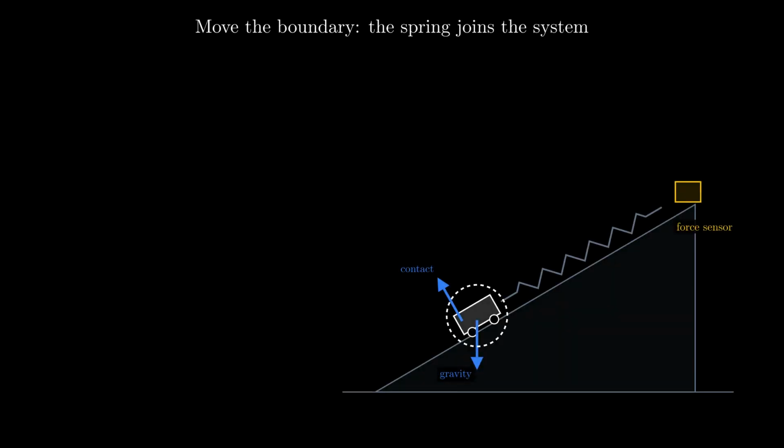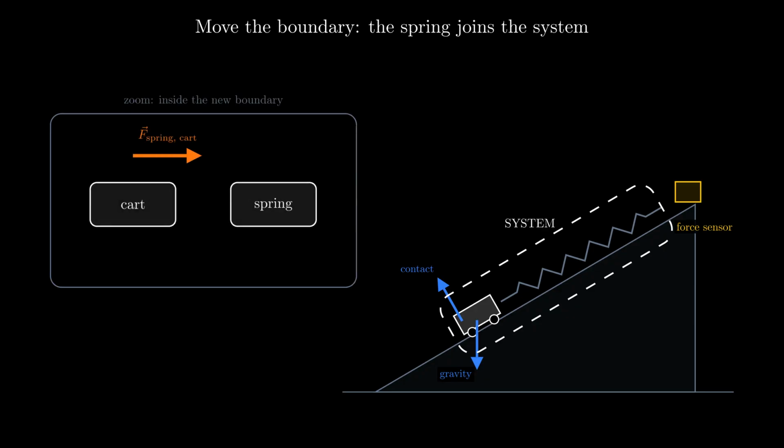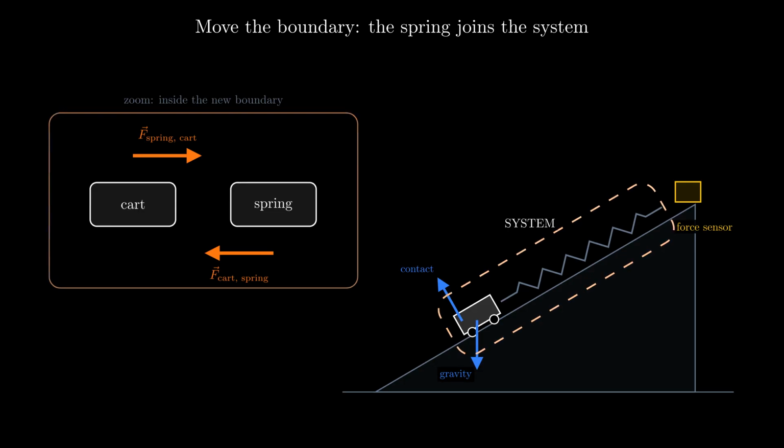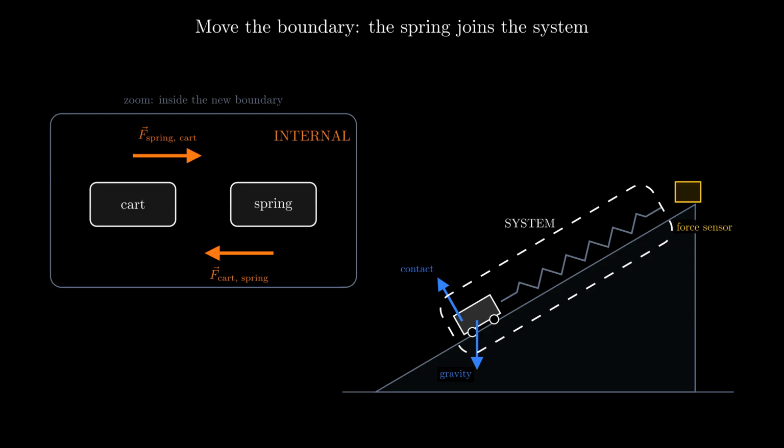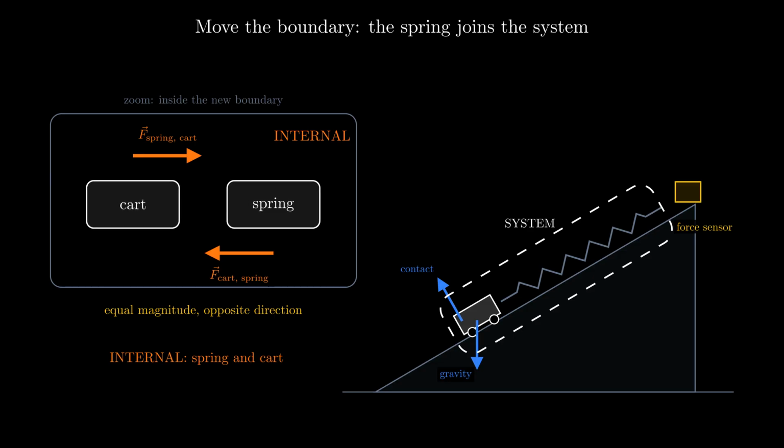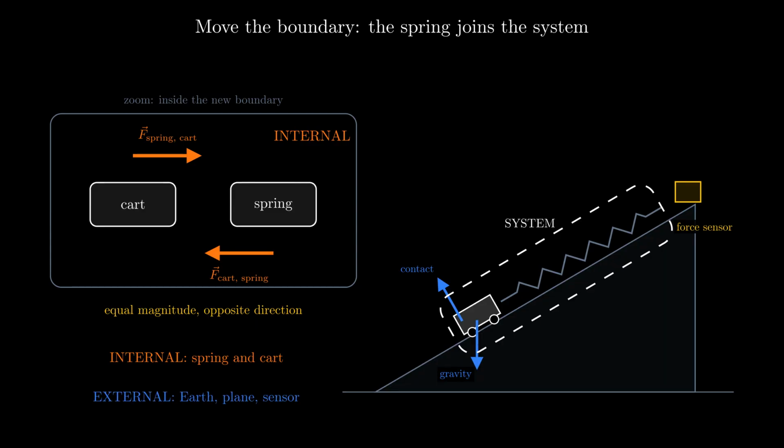Now move the boundary. Draw it around the cart and the spring together, two interacting objects in one system. The spring still pulls on the cart, and the cart still pulls back on the spring. But both of those forces now live inside the boundary. They are internal forces. By Newton's third law, they are equal in magnitude and opposite in direction, and they act on two different members of the same system. Gravity and the plane's contact force are still external. Meanwhile, a new external force appears. The spring is attached to the force sensor and the sensor sits outside.